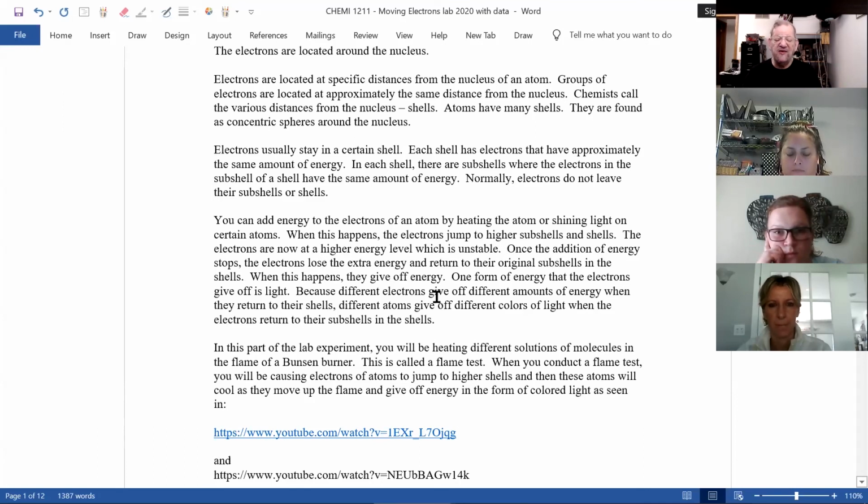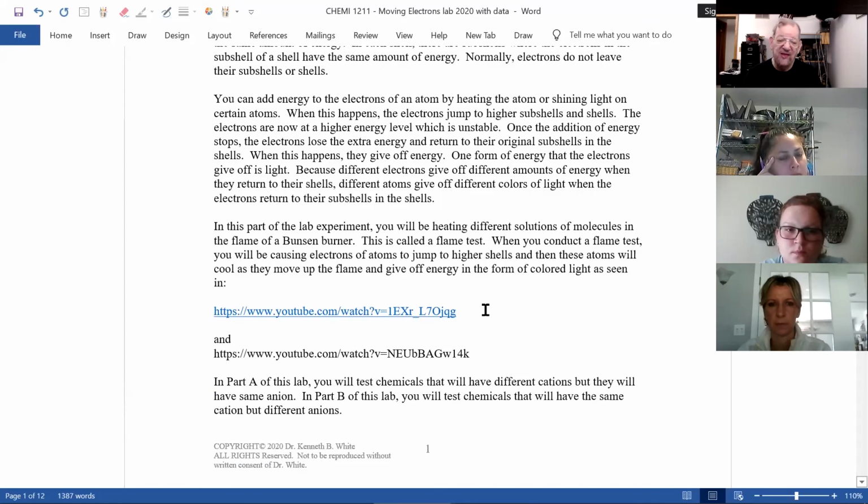When this happens, energy is given off, in the form of light. Because going from one shell or subshell back to where it was for a certain element or cation is always the same, you'll always get the same color light. In this lab, you'll take some compounds, heat them up in a Bunsen burner, and see what color light you get. I have 2 YouTube videos for you to look at. The first one is better than the second one.